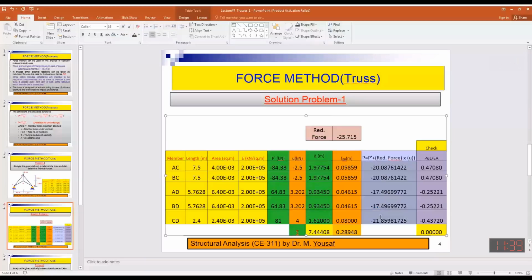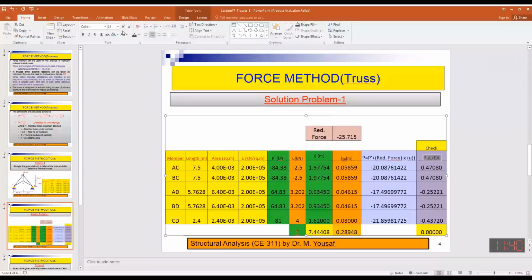Thank you. Now after it, there is a check that can be applied, and that is PUL over AE. This is the final check. Means P multiplied by U multiplied by L divided by EA. This can be applied to have a check. This is the formula, and you will see this will be giving you the final result.